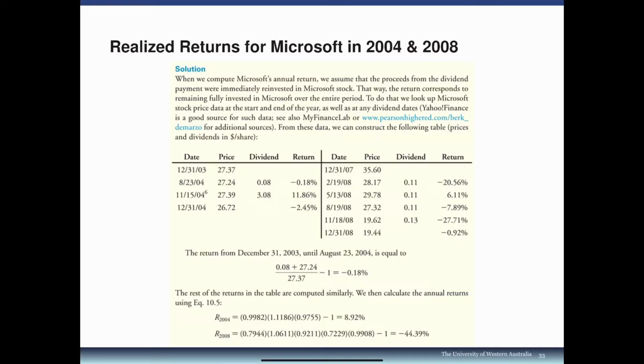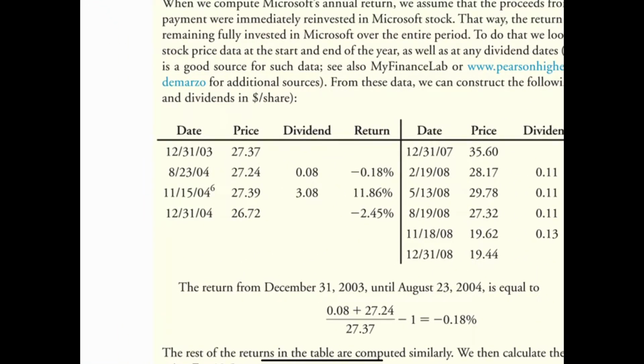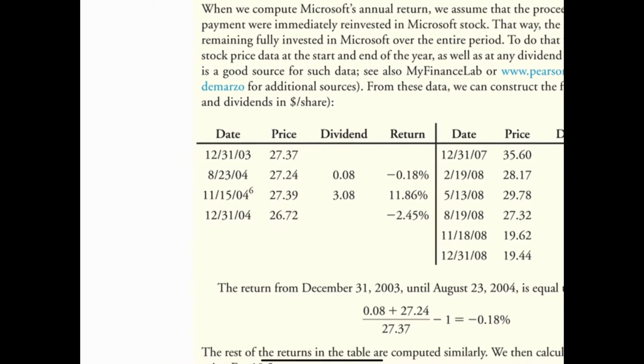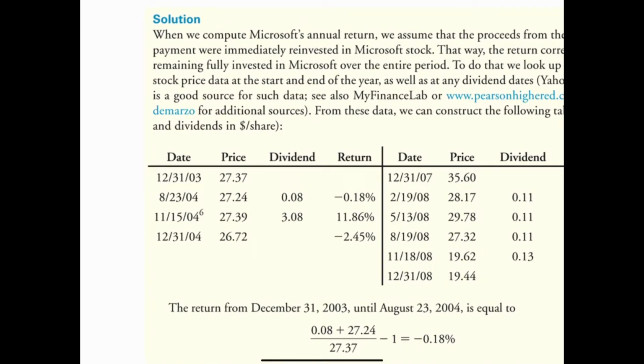So if you're focusing on this window over here, that is August 23rd, 2004. The share price was 27.24, the dividend was 0.08, and the return you're going to get corresponds to the holding period between December 31st, 2003 to August 23rd, 2004, right? Why 8 months? Well, the 8 months is because Microsoft didn't pay any dividends until August 23rd, right?